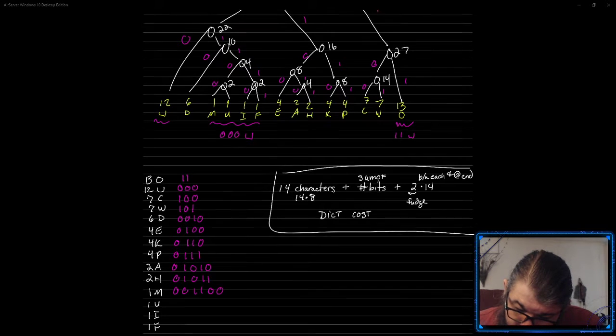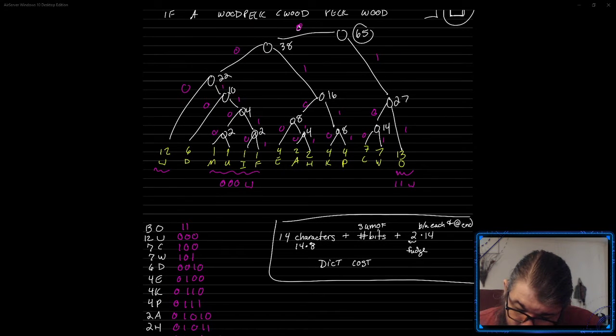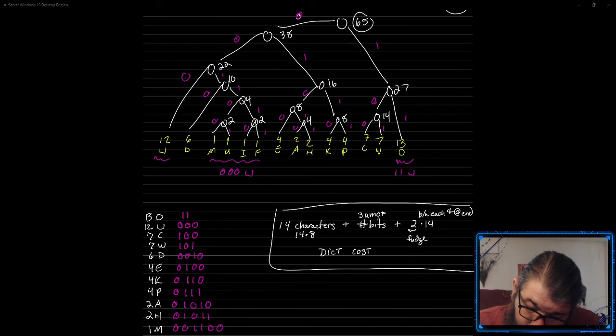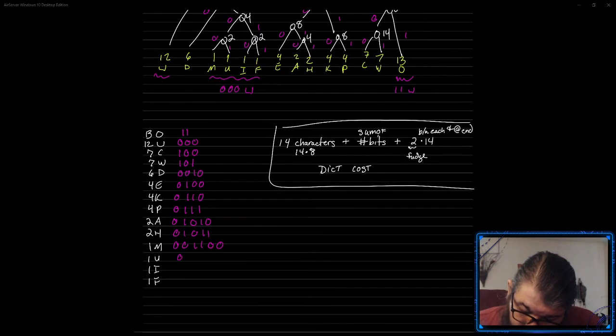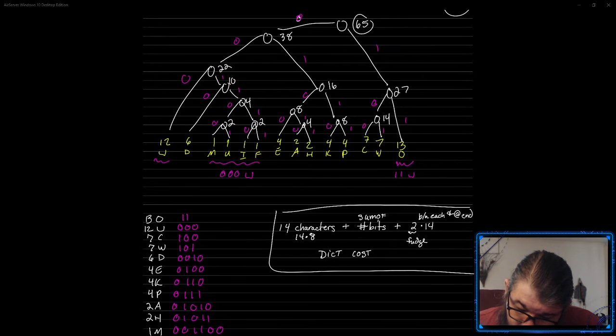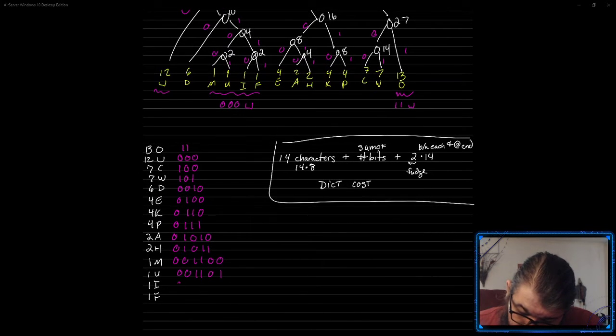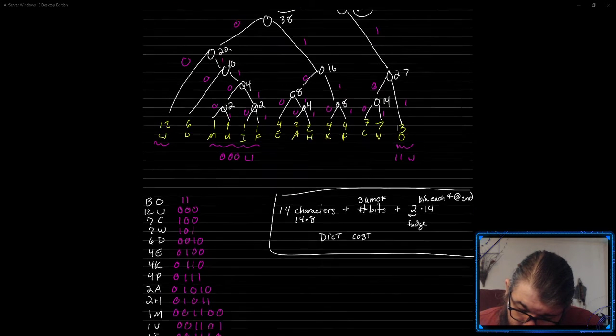And then we get to U, which is 0 0 1 1 0 1, which I didn't write there. And I is 0 0 1 1 1 0. And F is 0 0 1 1 1 1.